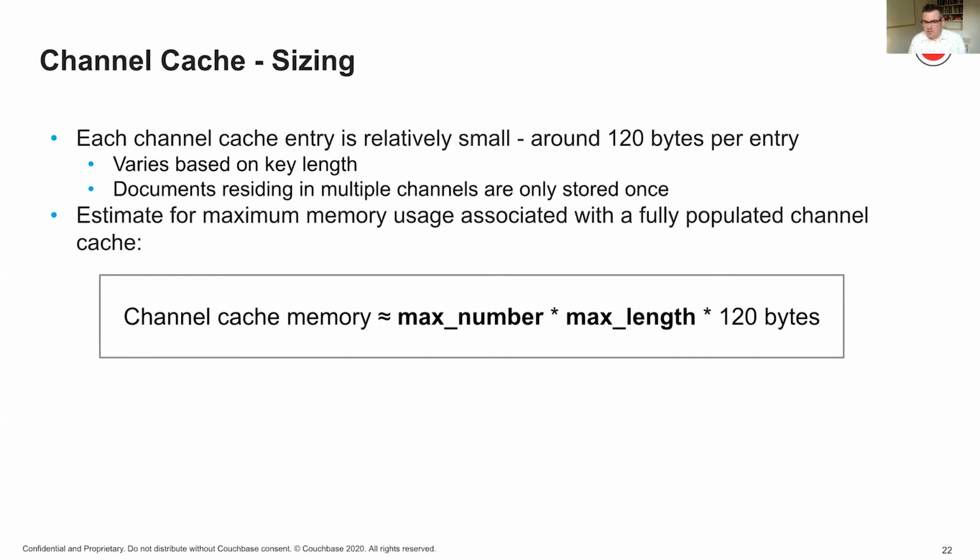So an estimate for the maximum memory usage associated with a fully populated channel cache would be max number, so the number of channels that are in the cache, times max length, so the maximum length of each channel, times 120 bytes. So with the default values, if you're looking at a value of 50,000 for the number of channels and a value of 500 for the number of entries per channel, you end up with about 3 gig worth of memory if the default value was fully populated.